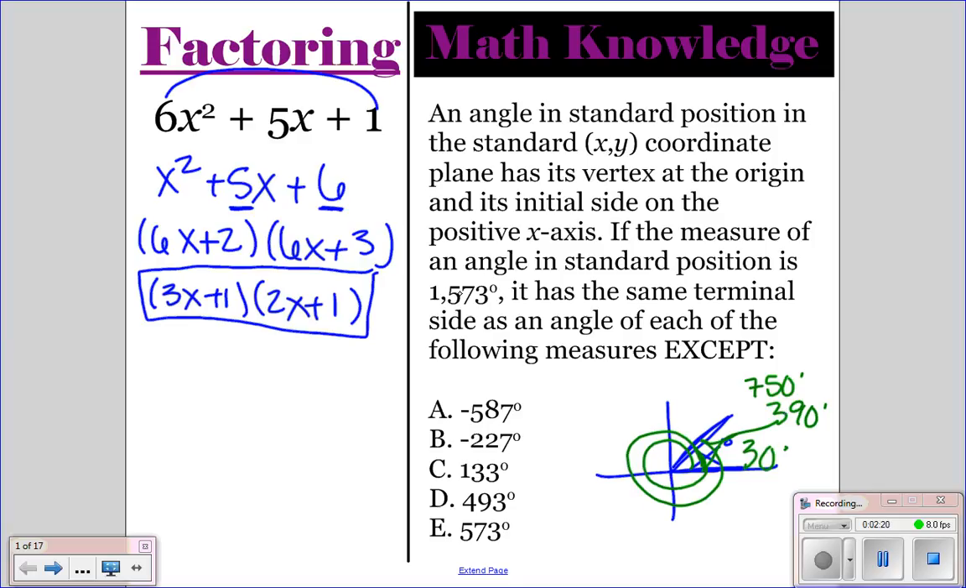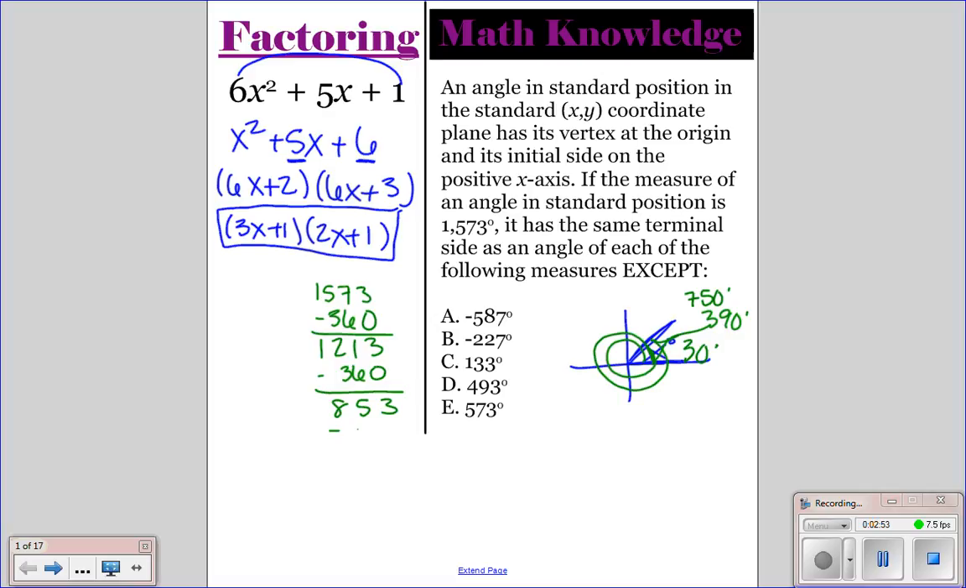Well, on this one, this is the bigger number, and we've got all of these numbers down here that are smaller. So what we're actually going to do is take 1573, and we're going to subtract 360 from it, and we're going to get 1213. If you subtract 360 again, we would get 853. And so we're going to subtract 360 again, and you would get 493. So that means that D is the same, so it's not going to be our answer. If we subtract 360 again, we're going to get 133. That means that C is not our answer because that one works.